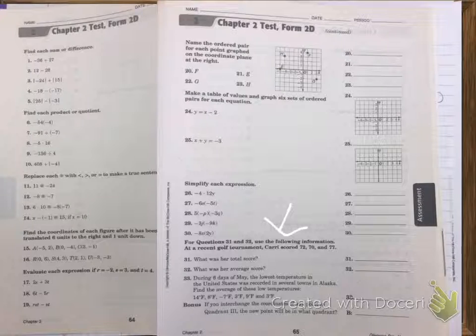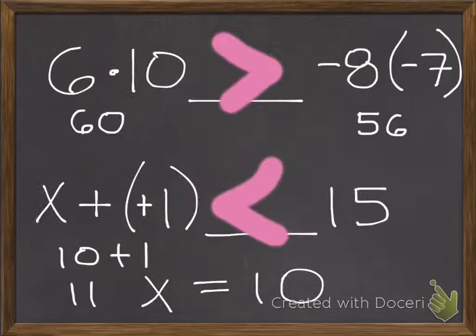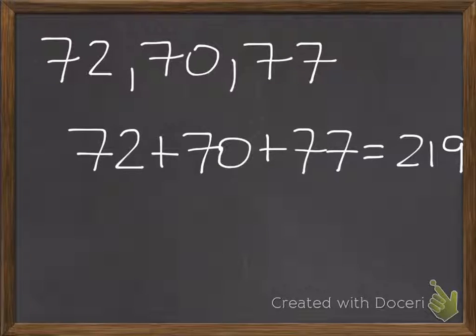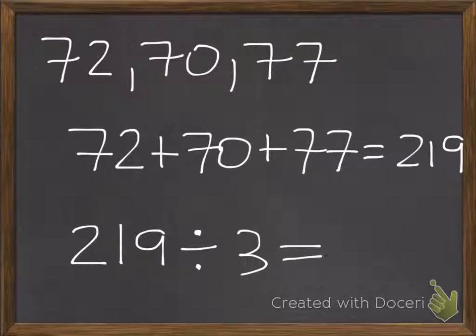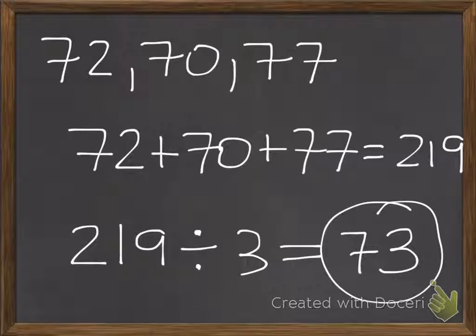And then the second question related to this is what was her average score, which we need to take the total and then divide that by 3 because there are 3 numbers. And that will give us the average or the mean of the scores. So 219 divided by 3 is going to give us 73. So this would be her average score. 219 is her total score.